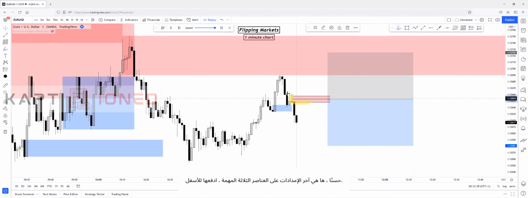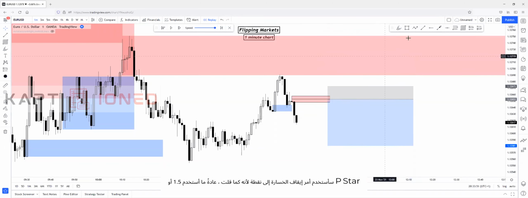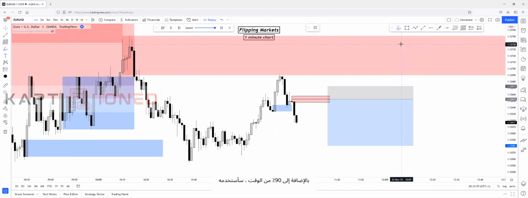So here's the last supply zone that created inefficient push to the downside. It broke through this demand zone and I just set an order limit on the 50% of this candle. So this is an equilibrium entry, right? Okay, I will use a 2 pip stop loss because, as I said, I normally use 1.5 or 2 pip stop loss, but 90% of the time I will use a 2 pip stop loss. So let's just keep it that way.